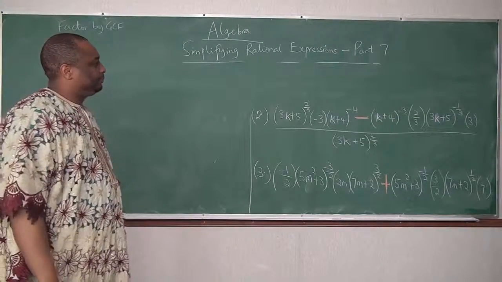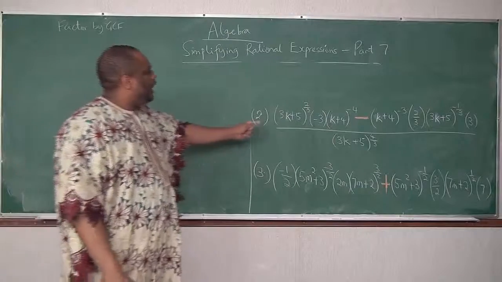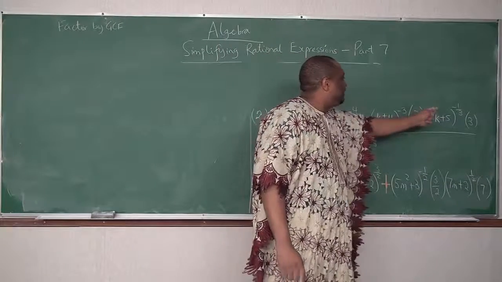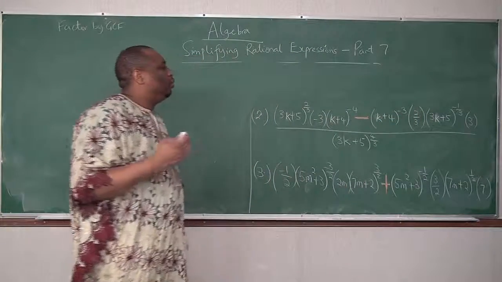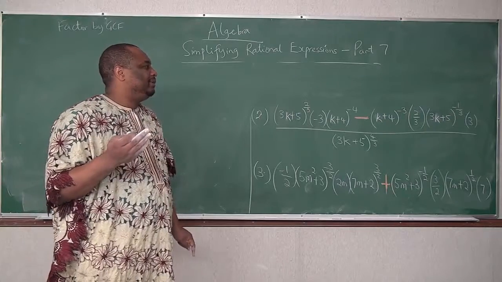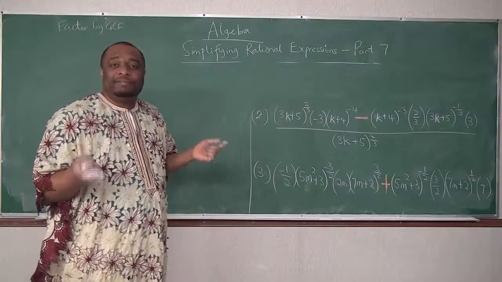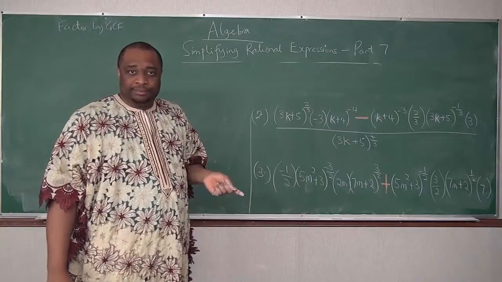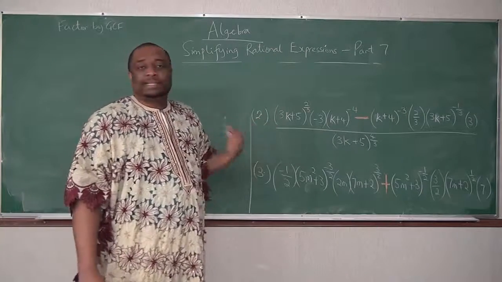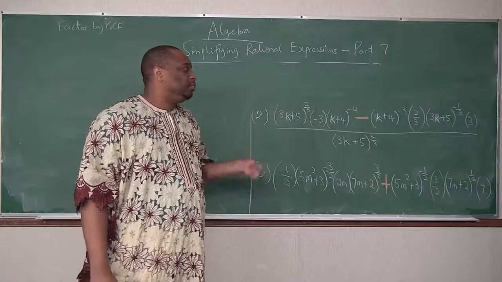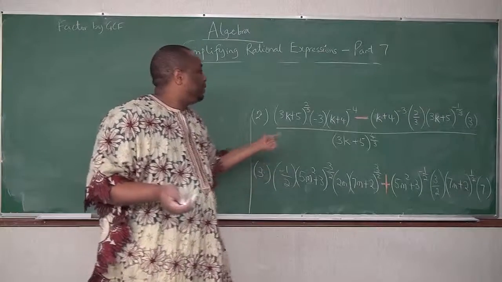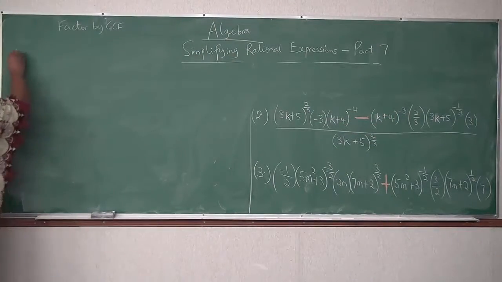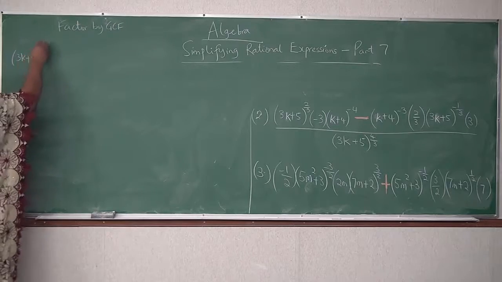So for the numerator, we have (3k plus 5) exponent 2 over 3, and we have (3k plus 5) exponent negative 1 over 3. When we can either select any of them. I understand that negative 1 over 3 is smaller. It doesn't matter. We can pick the smaller, which is negative 1 over 3. So we bring out (3k plus 5) exponent negative 1 over 3.